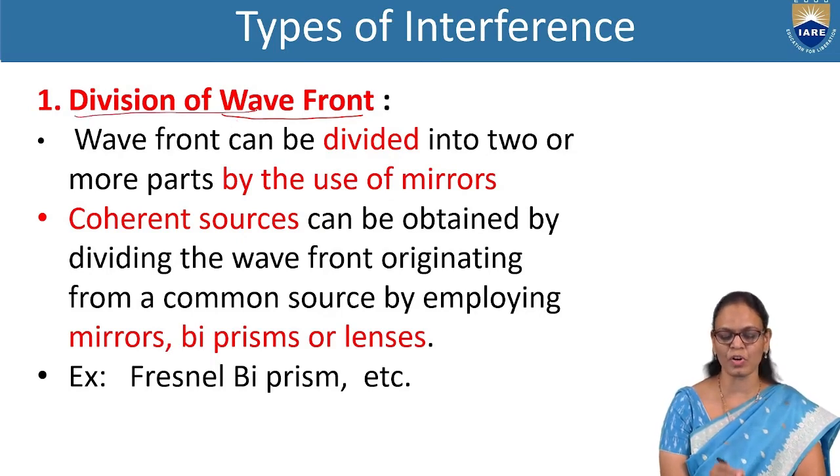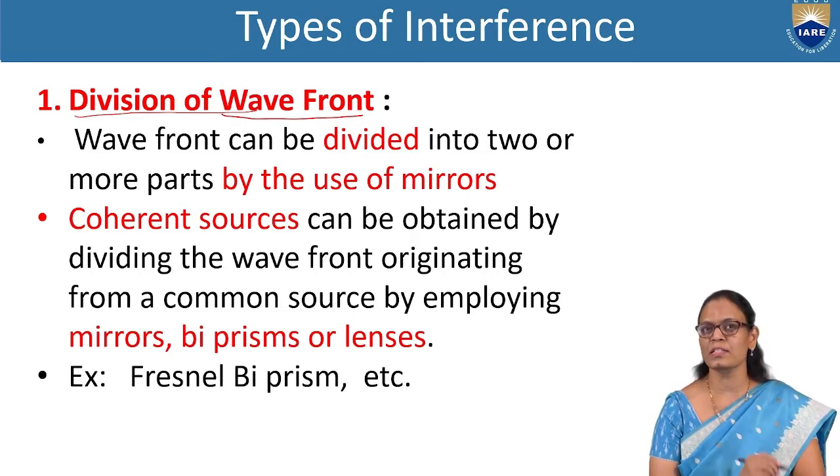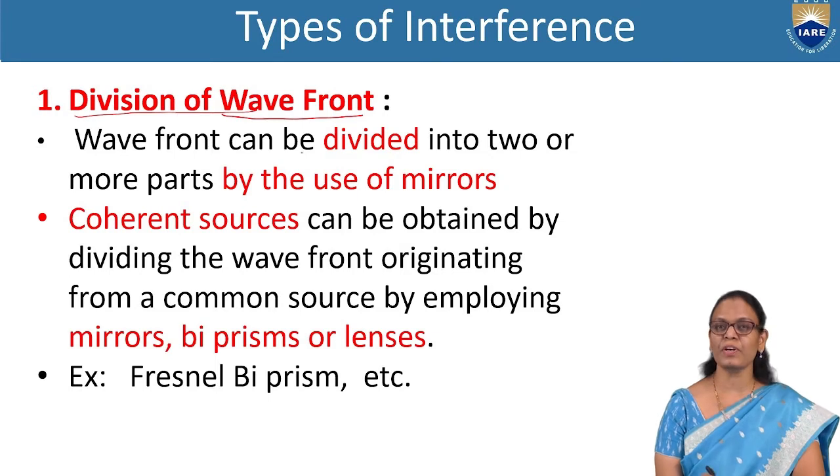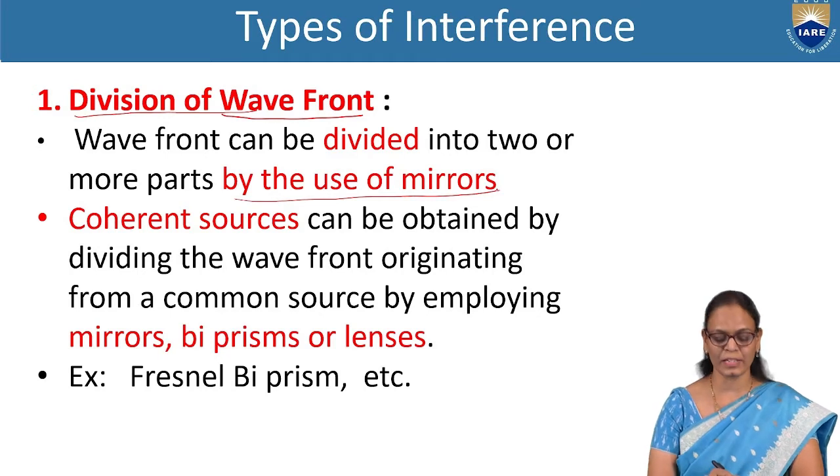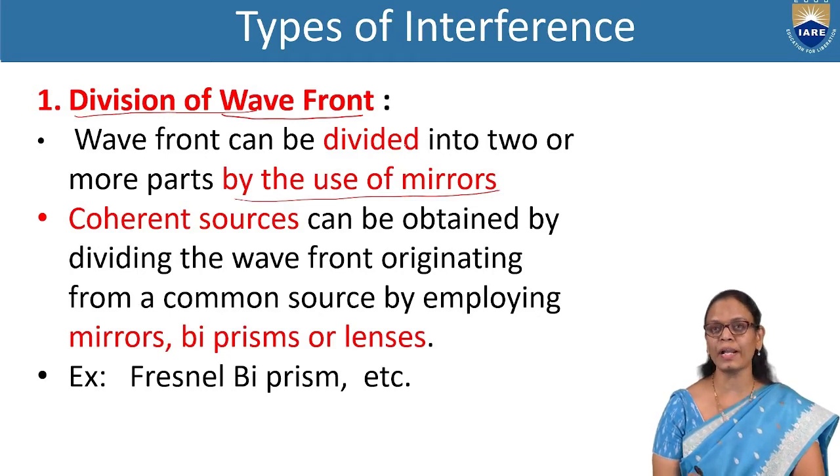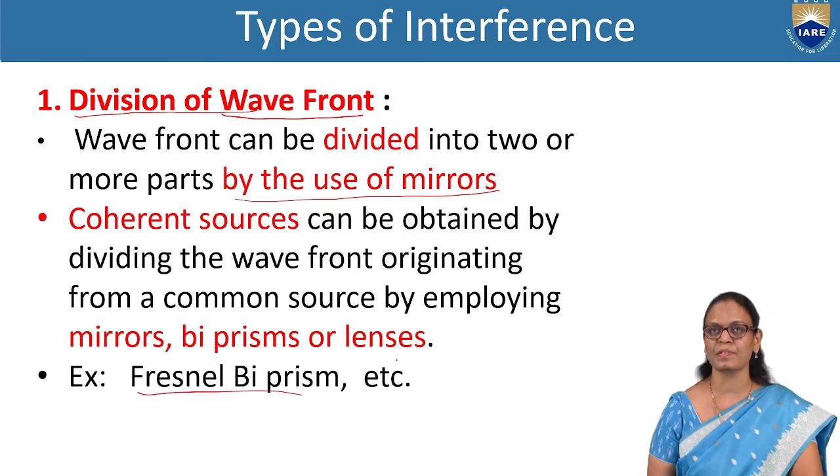The first one is division of wavefront. A wavefront can be divided into two or more parts by the use of mirrors. So we take a single wavefront and divide it into two or more with the help of mirrors. Coherent sources can be obtained by dividing the wavefront originating from a common source by employing mirrors, prisms or lenses. That is how we get the coherent sources. An example of division of wavefront is the Fresnel biprism.